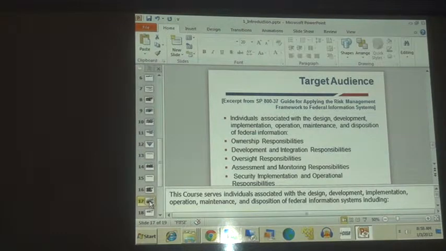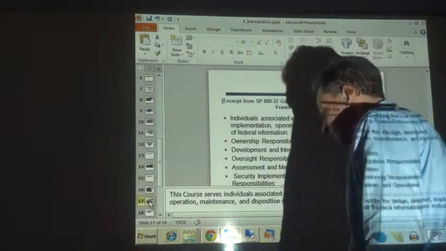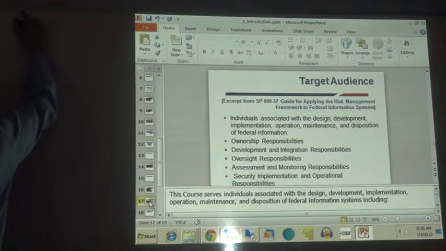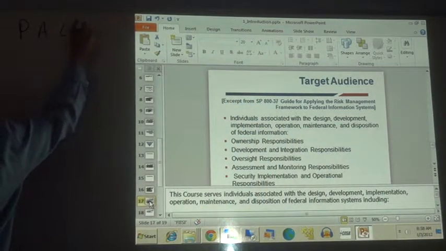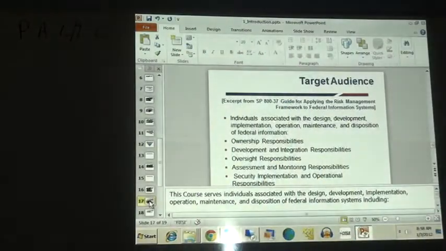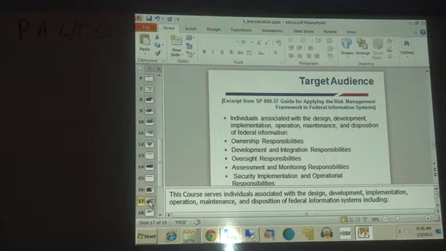Because, are you guys technical? Would you consider yourself highly technical? I will often say that we have personality types in IT. The personality types would be something called PALTO, what I call PALTO, so write this down. P-A-L-T-O. It stands for physical, administrative, logical or technical, or operational.